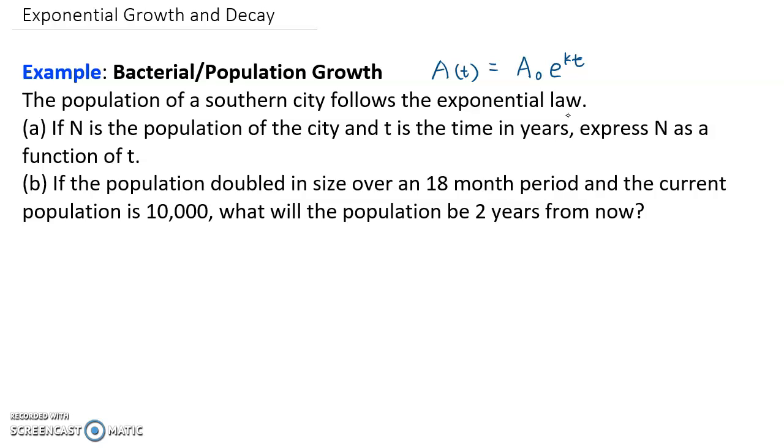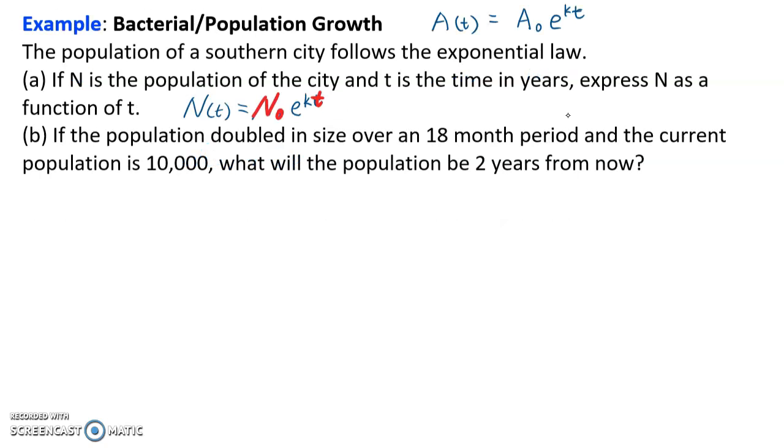All right, if N is the population of the city, here we won't use A, we use N. So it's a function of N, so N of t, and t is the time. Great. So express N as a function of t. N of t equals, let's say the initial amount is N naught, times e to the kt. So this is the population growth model we will use.